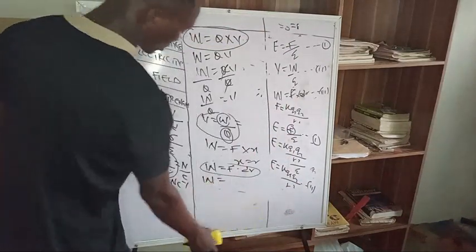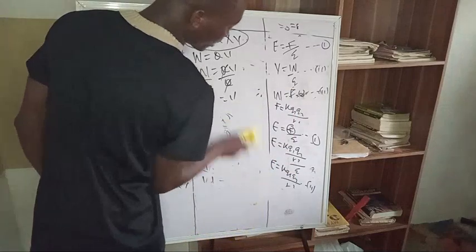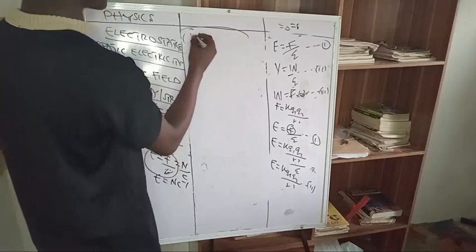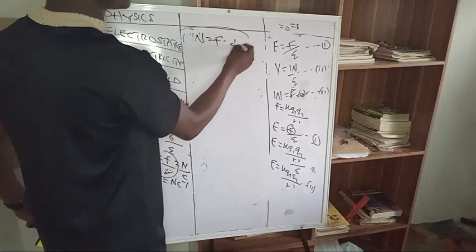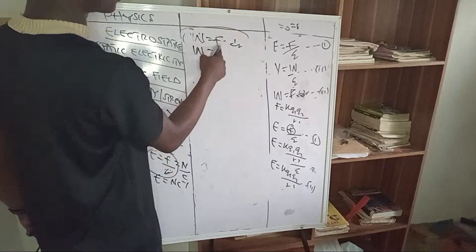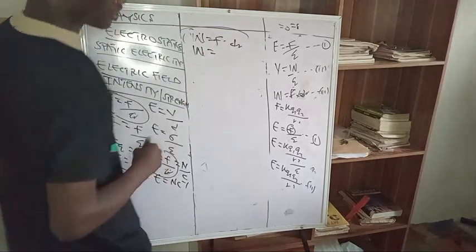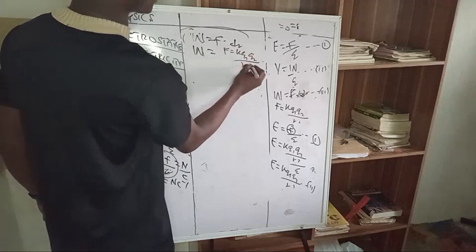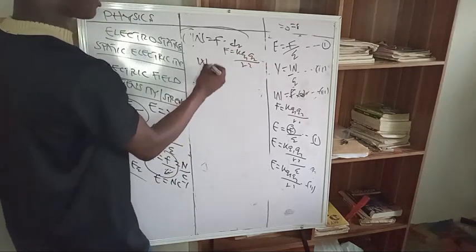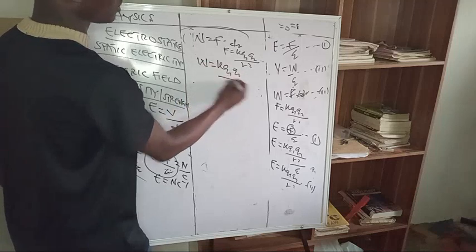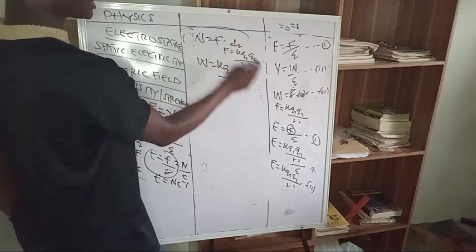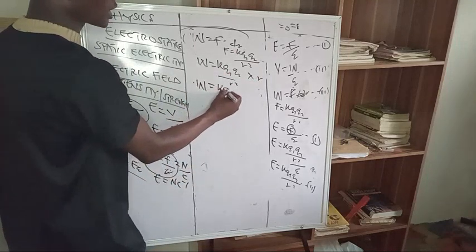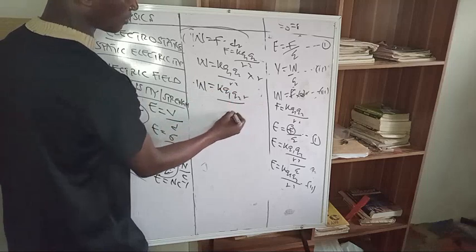If you want to find work done, work done is equal to force times radius, force times change in R. Then W is equal to, what is your force? According to electrostatics, your force is KQ1, Q2 over R squared. So anywhere I see force, I'm going to write it as KQ1, Q2 over R squared, multiplied by your change in R, which is another R. So I have W is equal to KQ1, Q2 multiplied by R over R squared.